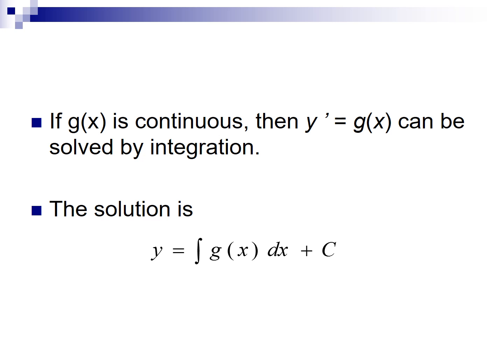So if g of x is a continuous function, then if the differential equation is y prime is equal to g of x, it can be solved by simple integration. So the solution would be, if y prime is equal to g of x, then y is equal to the integral of g of x dx. And then, of course, we don't forget the constant, the plus c.